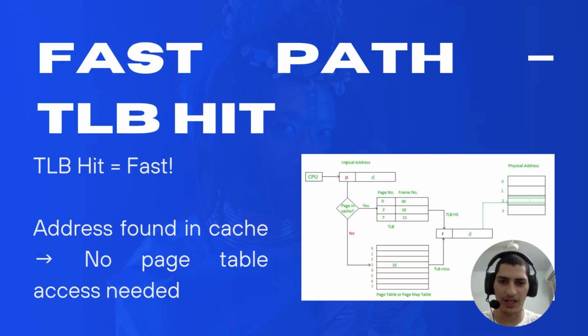To speed things up, the MMU uses a cache called the Translation Look-Aside Buffer, or TLB. If the page number is already in the TLB, which happens often for frequently used data, we have a TLB hit. This means we skip the page table lookup completely. It's like already having the answer ready, so translation is much faster.